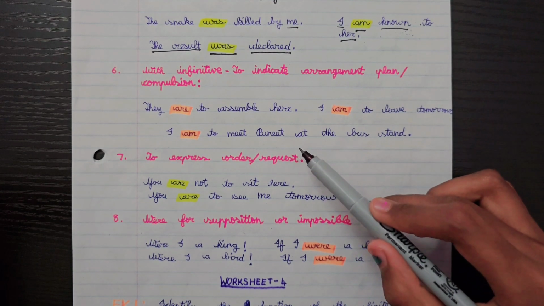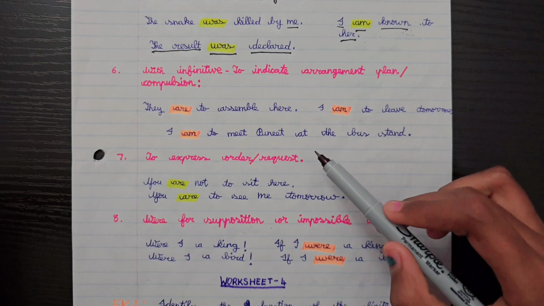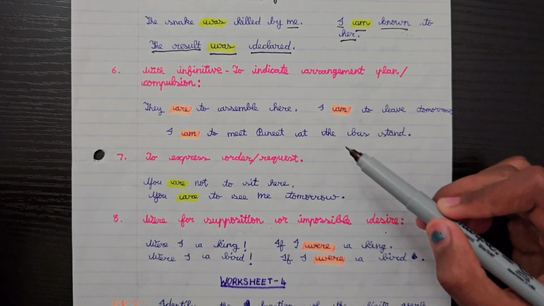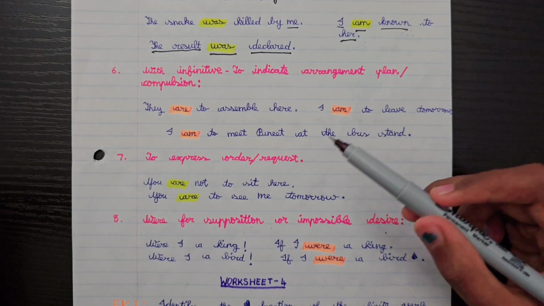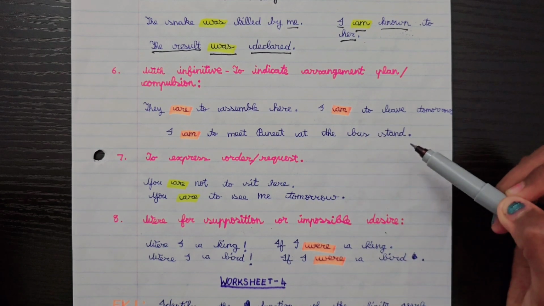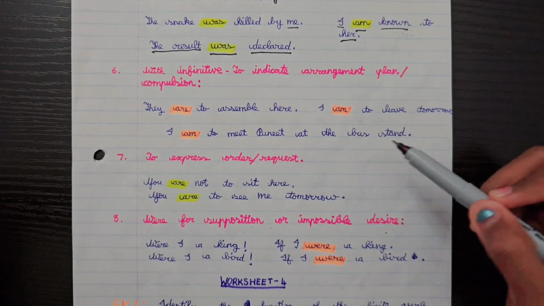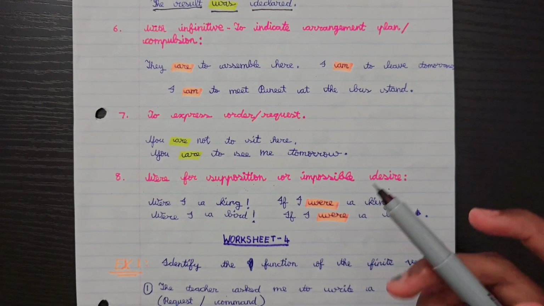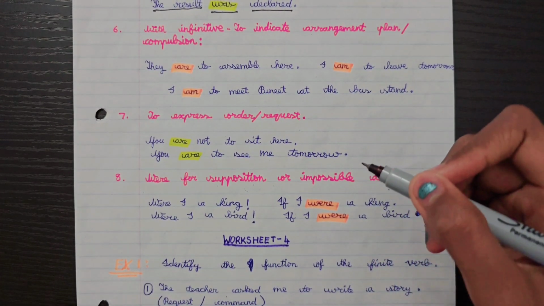Next example, I am to meet Puneet at the bus stand. So this is also an arrangement plan, and am is the special finite verb in this sentence, which is indicating an arrangement plan.